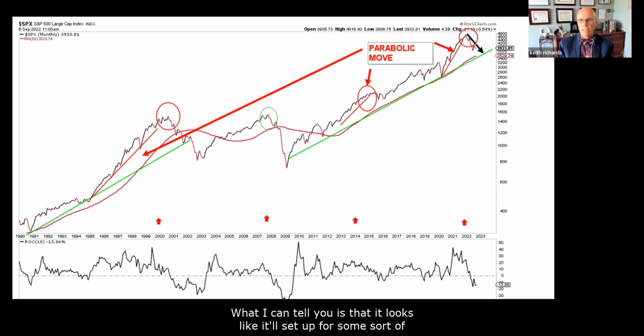What I can tell you is that it looks like it'll set up for some sort of a bottom pretty soon, actually, in the next month or so. So that could move into a sideways period. It could move into a new bull market. I don't know, but I do think that the signs are there that we're setting up for some sort of a bottom to be put in the next month or so.